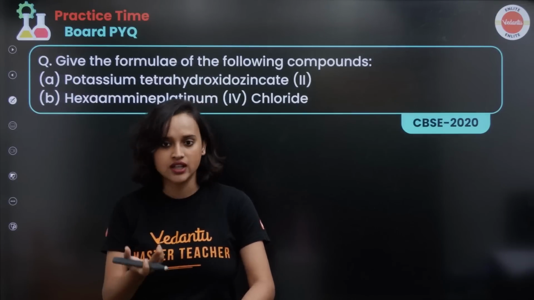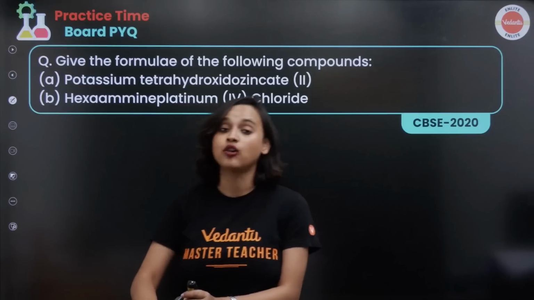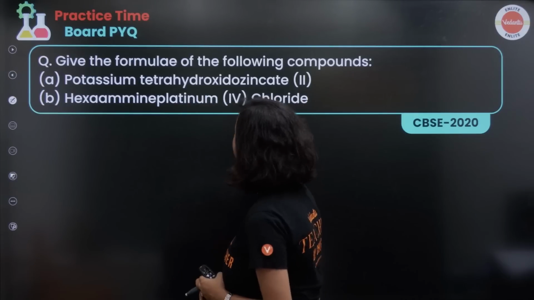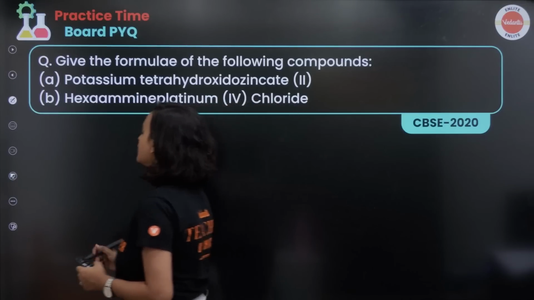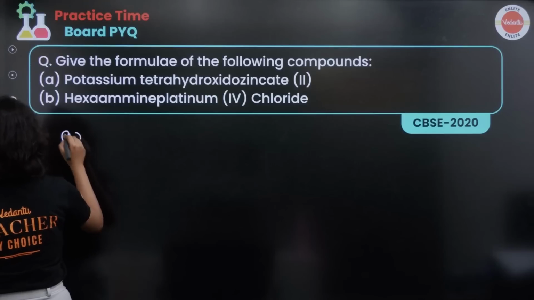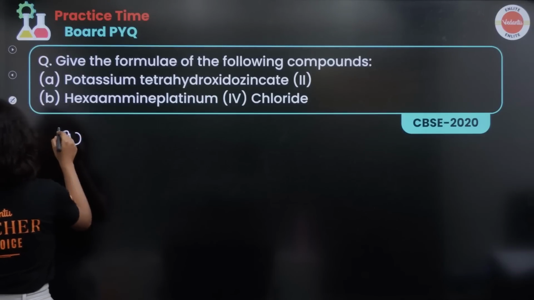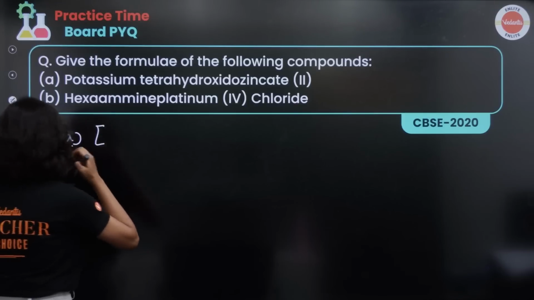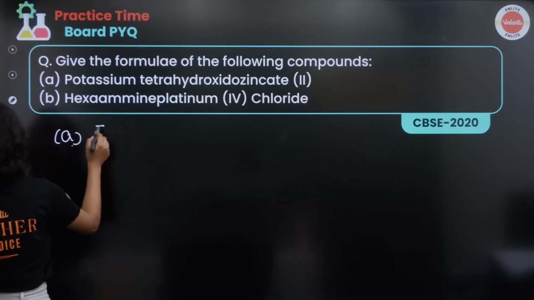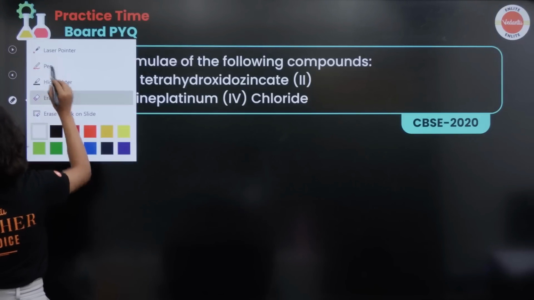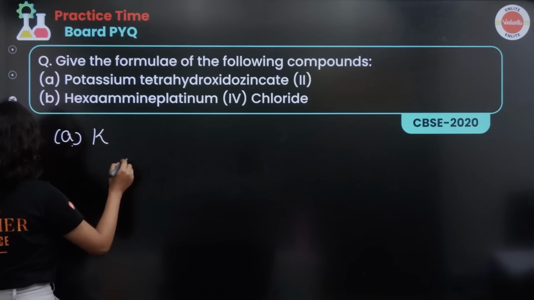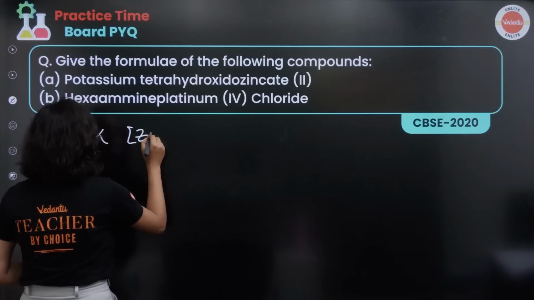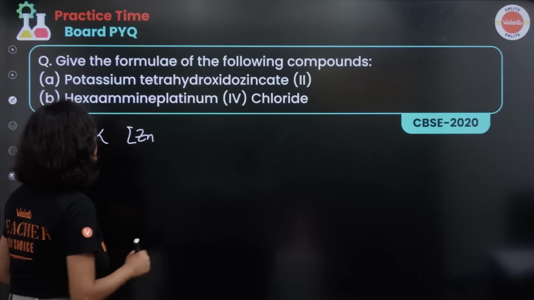No solution. It's very easy, guys. Everybody knows. Now, give the formula for the following compounds. Potassium tetrahydrozincate. Okay. All right. Let's do this. Potassium tetrahydrozincate. So first of all, what do we have to do is, we have potassium. Okay. So we will write K here. Then what do we have? Tetrahydrozincate. That means zinc is our central metal atom.